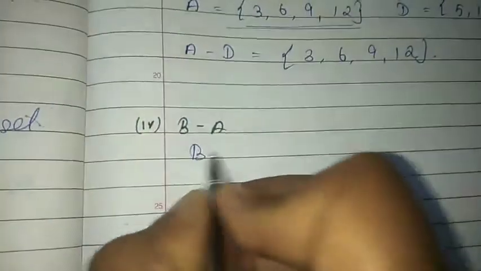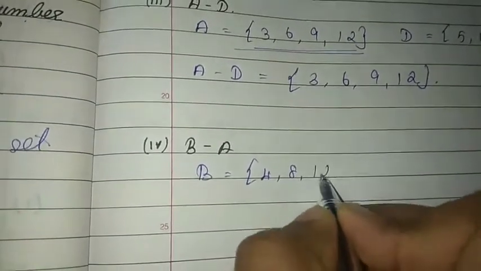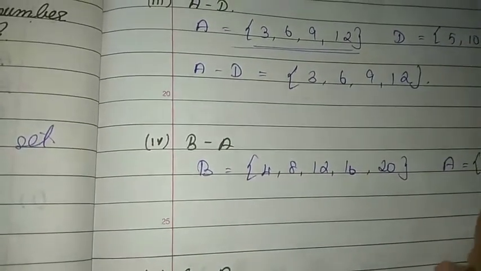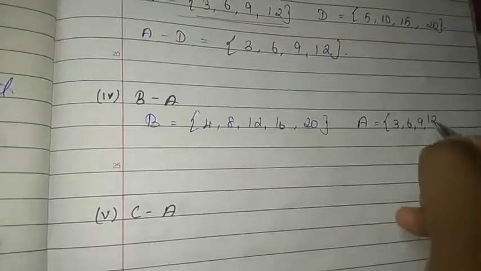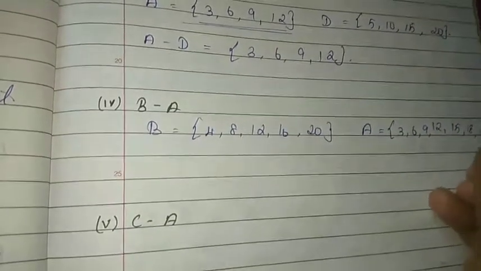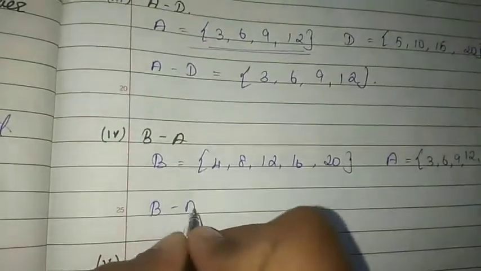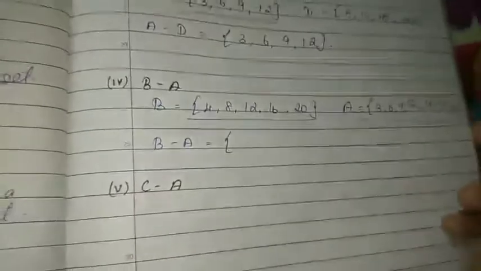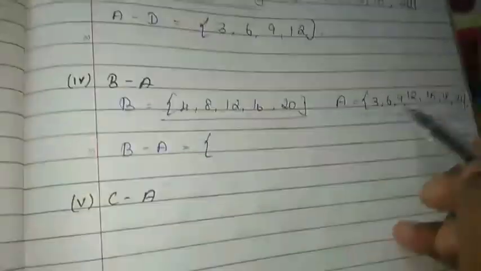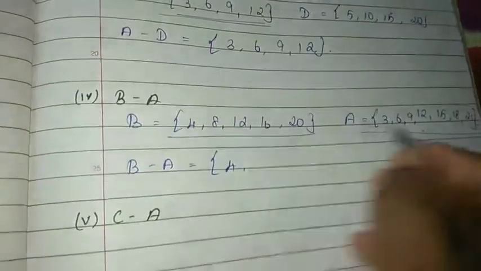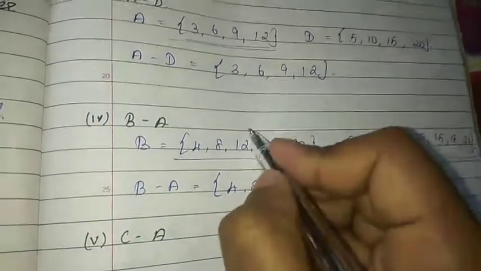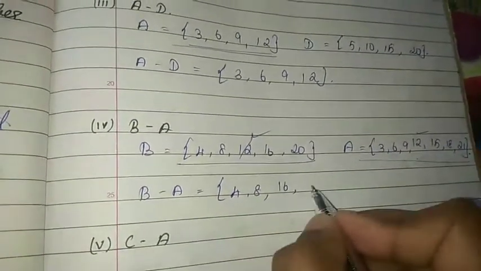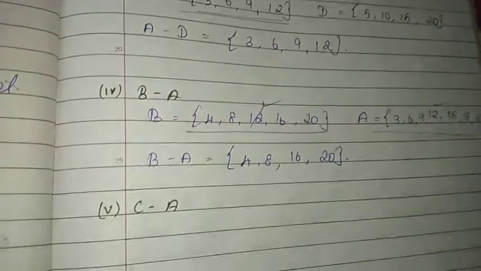So here B is equal to 4, 8, 12, 16, 20 and A is equal to 3, 6, 9, 12, 15, 18, 21. So B difference A is equal to the set of all elements in set B except the common elements in both A and B. So 4 is here. Is 4 there? No. So 8, no 8. 12, yes, 12 is here, so I have to cancel it. Next 16, no 16. So 20, no 20. So this is my answer.